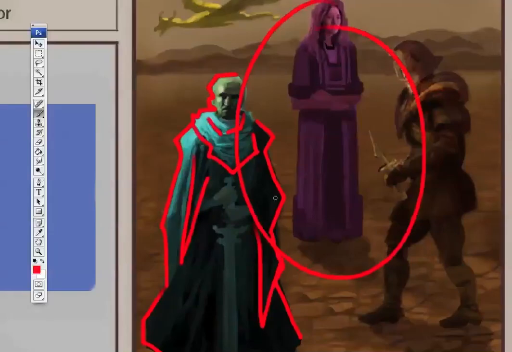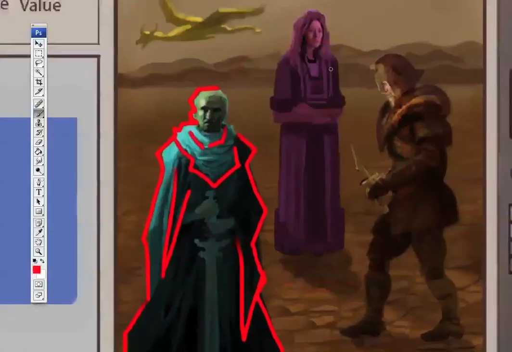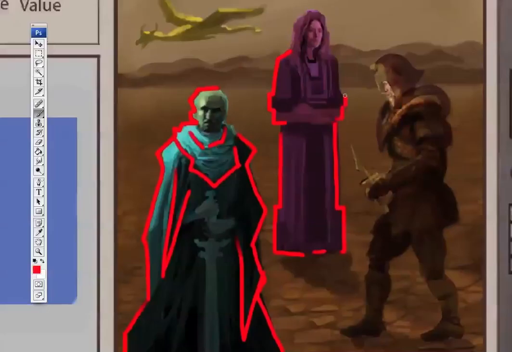This figure, however, falls into a different category of shapes, and that is rectangular shapes. See, it has that rectangular quality or character to the shapes.